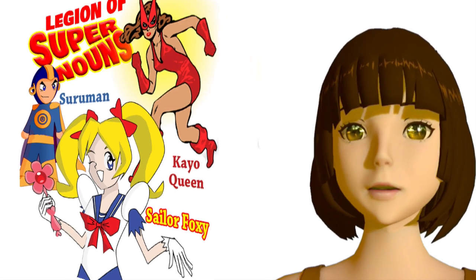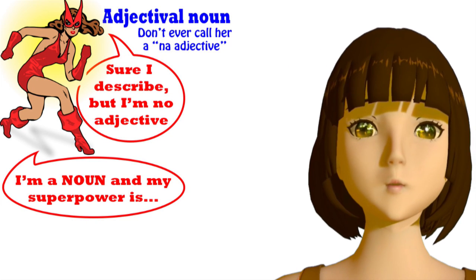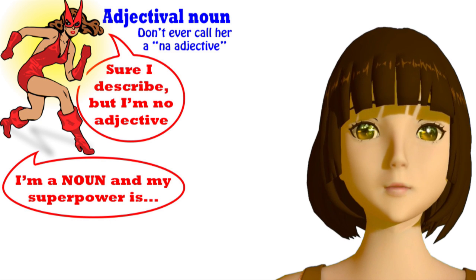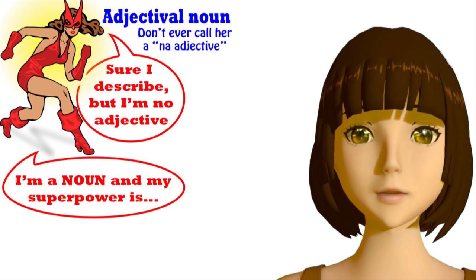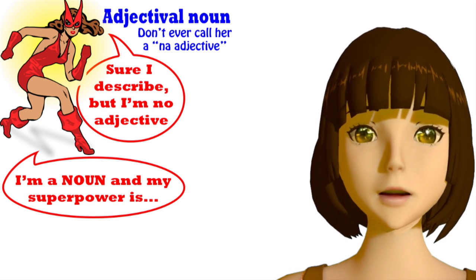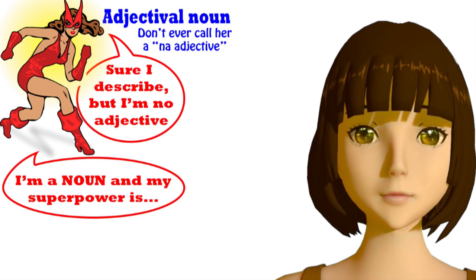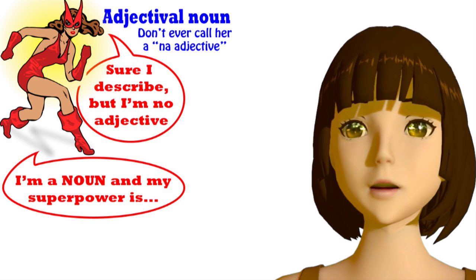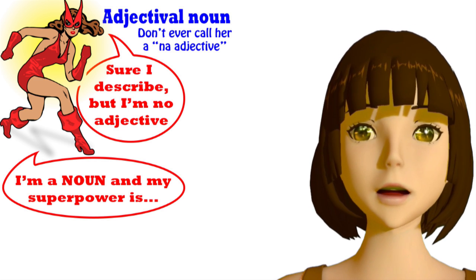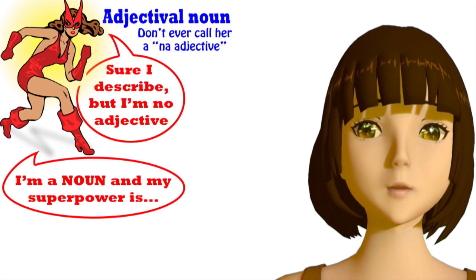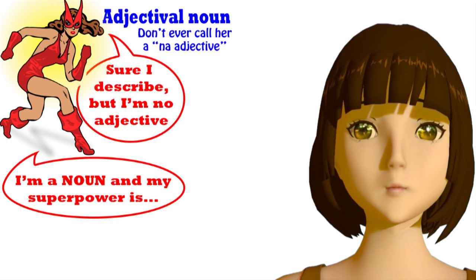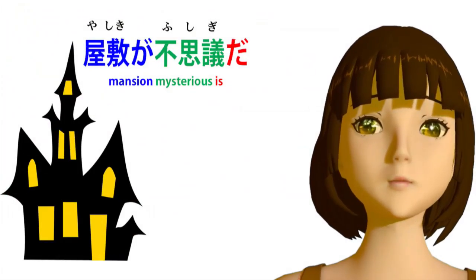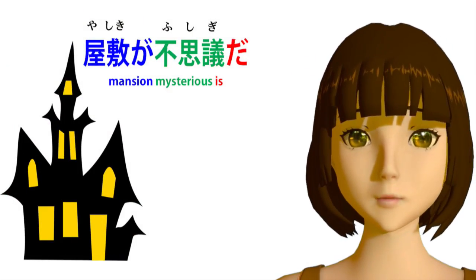The first group is adjectival nouns, which are horribly misnamed by the textbooks. Na adjectives. They're not adjectives. They are nouns that can, under certain circumstances, be used adjectivally. The superpower of adjectival nouns, the one thing they can do that makes them different from any other noun, is that they can use the soft or connective form of the copula da. So, we can say, Yashiki ga fushigi da. Mansion mysterious is.